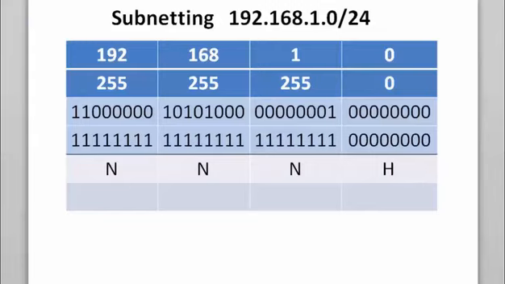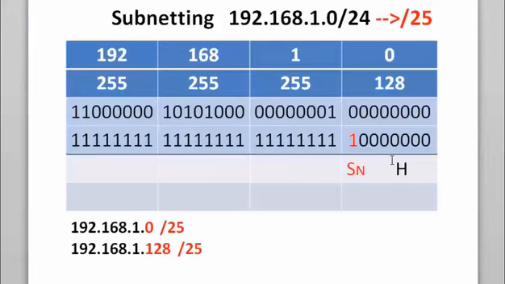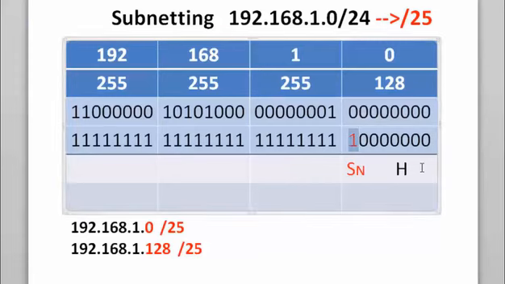To subnet this network, I can borrow 1 bit from the host portion of the subnet mask, and now I have 1 subnet bit. This changes the subnet mask from /24 to /25. If I borrow 1 bit from the host portion, I have 2 to the first power, which makes 2 possible subnetworks. The subnetworks I've created are the 192.168.1.0 subnet and the 192.168.1.128 subnet, both /25.